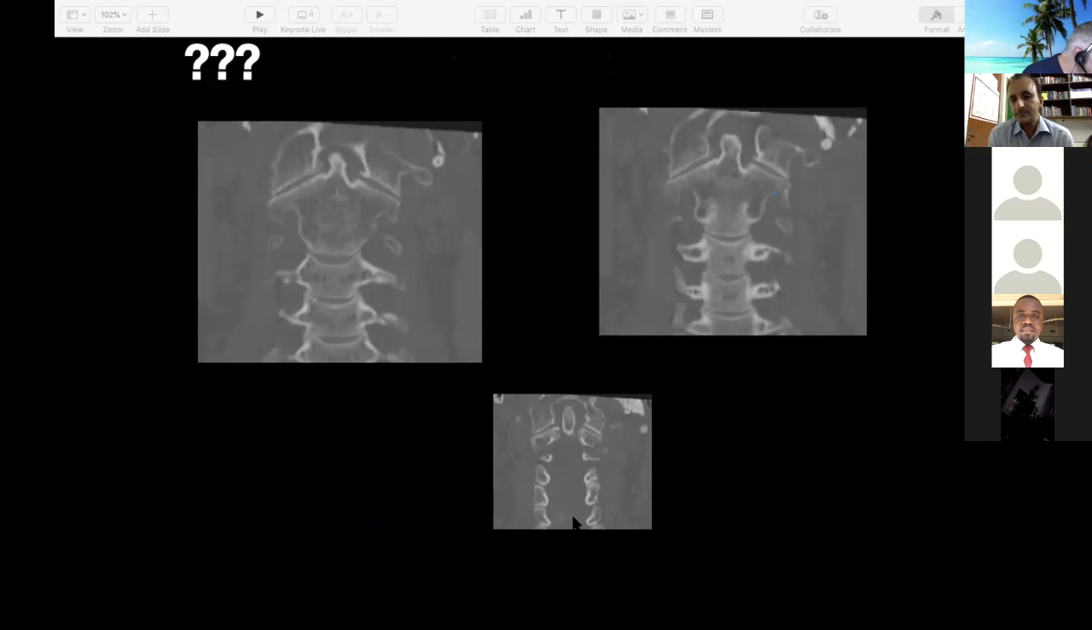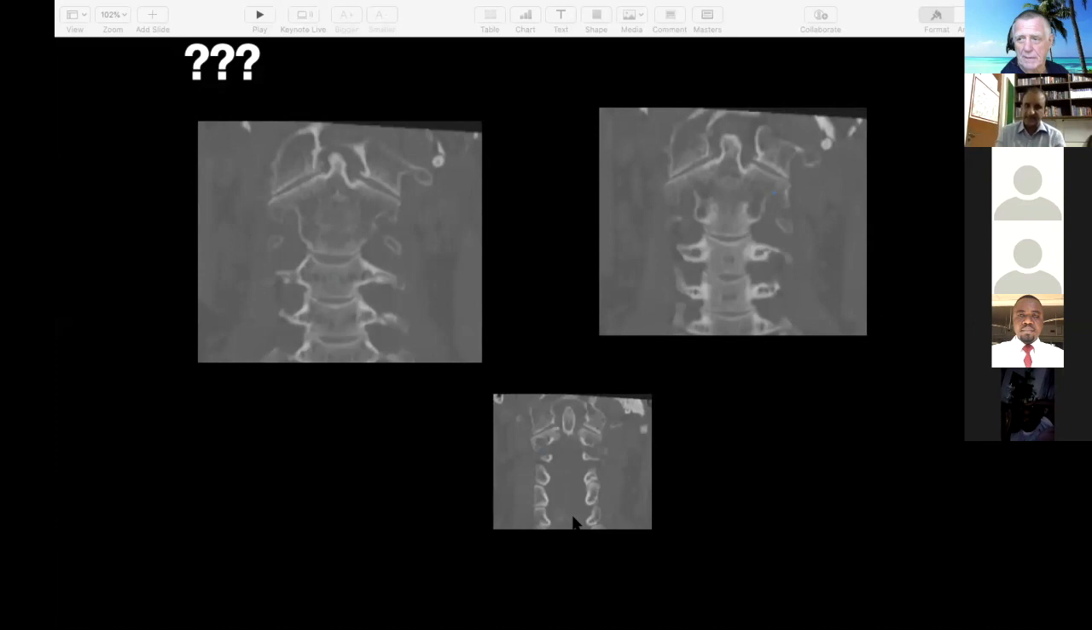The occipitalization of atlas. Who has given this answer? Ninad here. Yeah, hi Ninad. Good evening. Yes, absolutely, but it's an incomplete answer. Which type of occipitalization of atlas do you see? You are absolutely correct, this is occipitalization of atlas. But which type? I'll give you some hints. Is it unilateral? Is it bilateral? It's bilateral. Excellent.